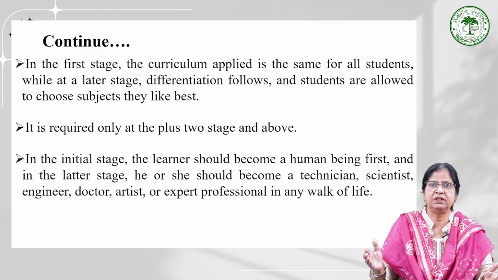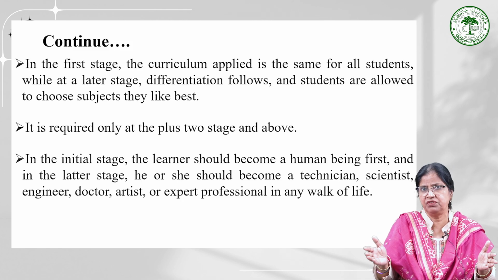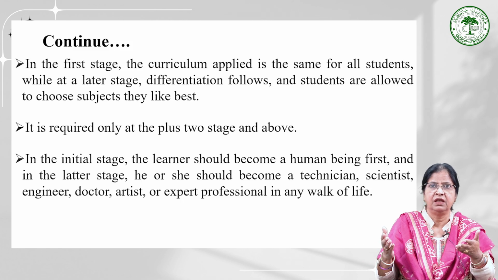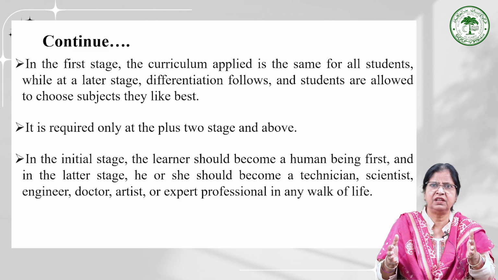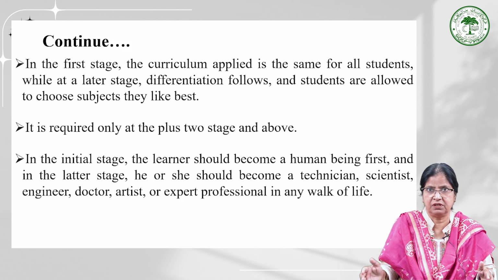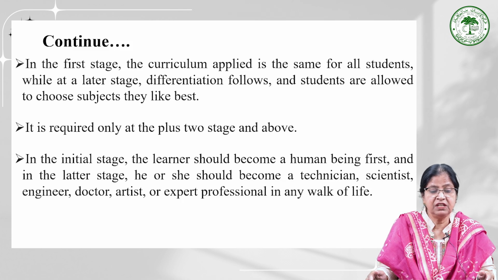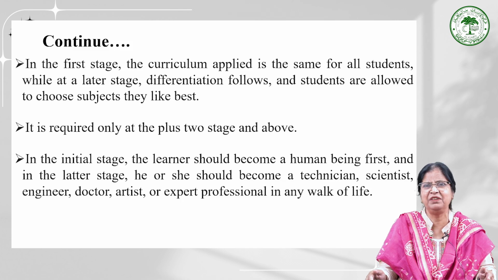So, after passing through the 10th, at the stage of +2, there is diversification into so many streams and disciplines: there is commerce, there is science, biology, there is the mathematics stream, there is literature, language, there is social sciences. So, whatever he wants he can select. That ultimately becomes the specialization for further life or the future life. So, in the initial stage, the learner should become a human being first, and in the later stage, he or she should become a technician, scientist, engineer, doctor, artist, or expert professional in any walk of life.